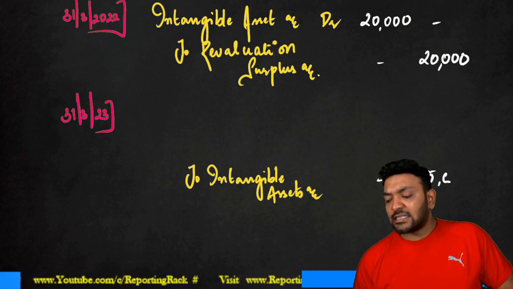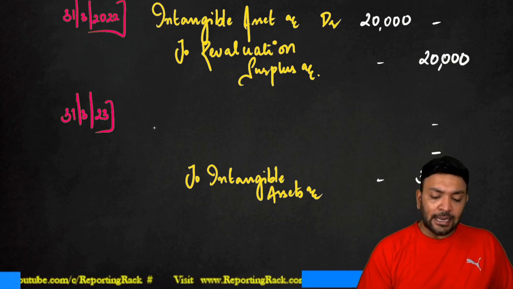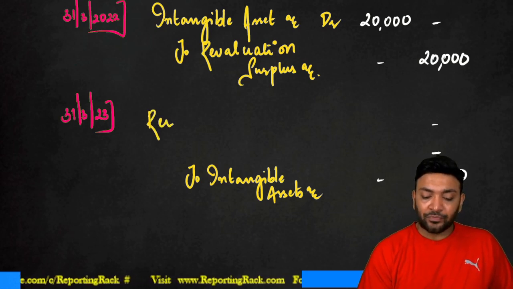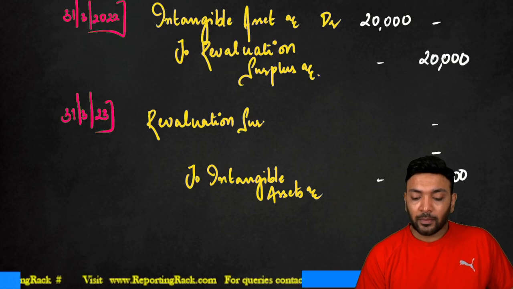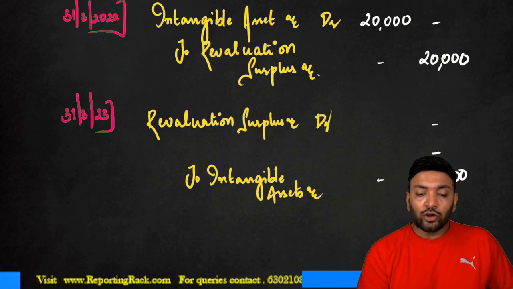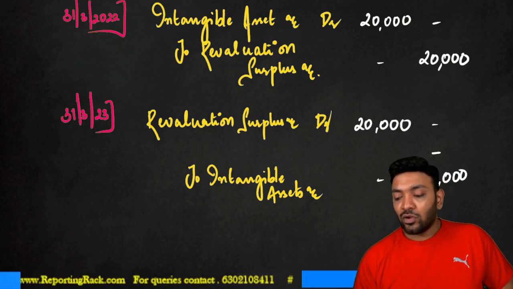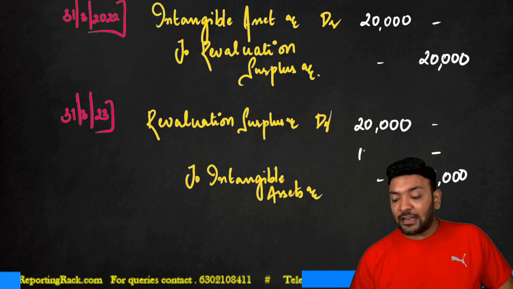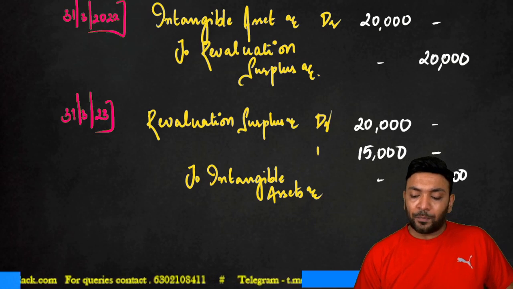How do I recognize this 35,000? First, debit your revaluation surplus, to the extent it is available, 20,000. What about the balance 15,000? The balance 15,000, I will debit it to P&L.